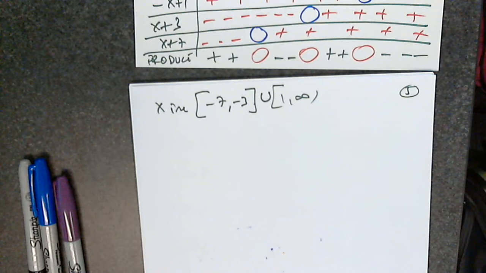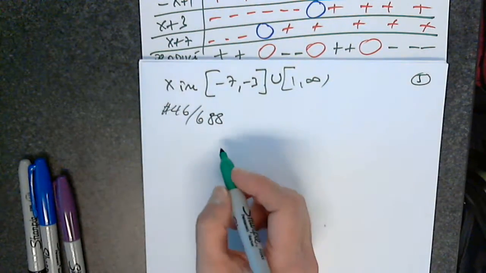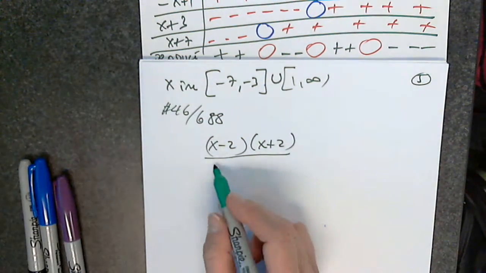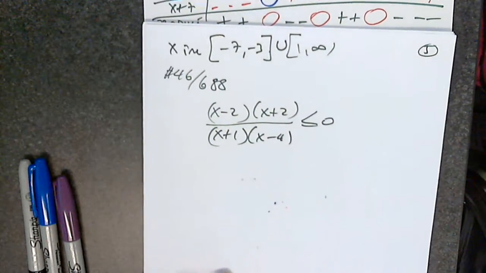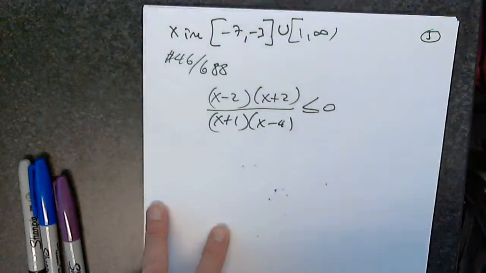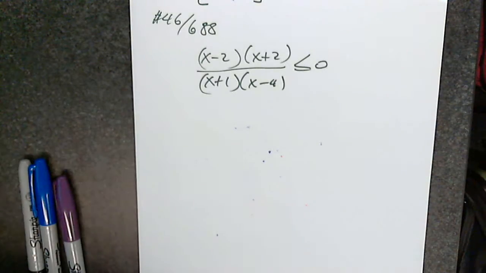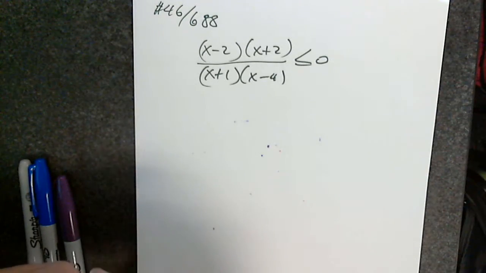On page 688, I will pick 46, and it's x minus 2, x plus 2, everything divided by x plus 1 times x minus 4, and this is also less than or equal to 0. Is this chart ready, in case you want to use the chart? Yes, because here I have product and ratio on the left and 0 on the right.